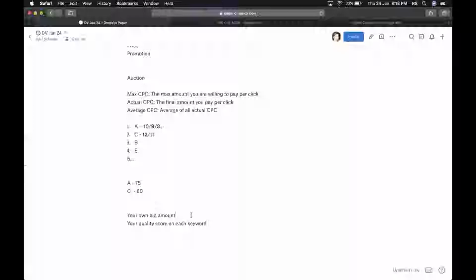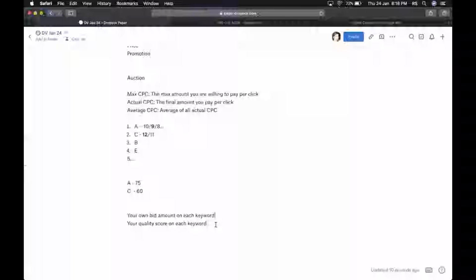Okay, that they will tell you. You know your own bid amount because obviously you are bidding, and you know your quality score on each keyword, and that is all you know. You do not know your own ad rank in every auction. That's not possible, right? And anything about your competitor you do not know.